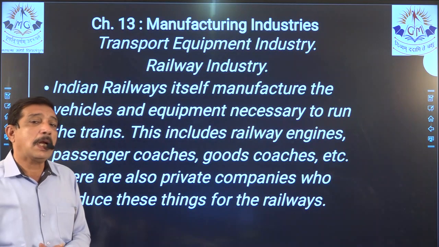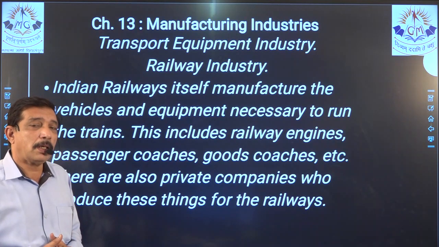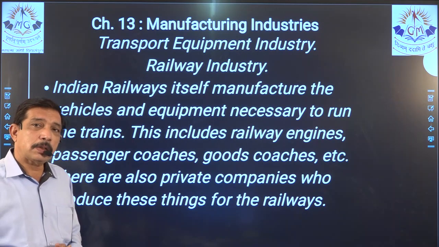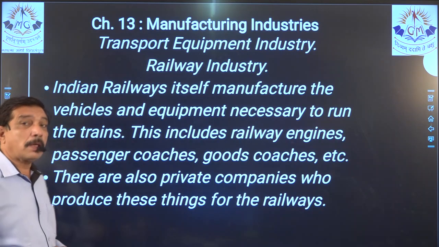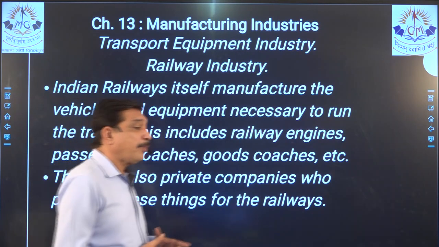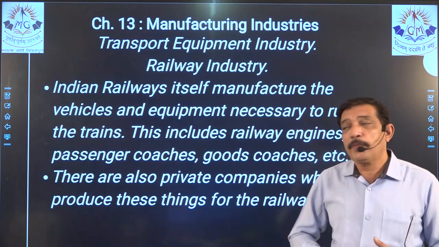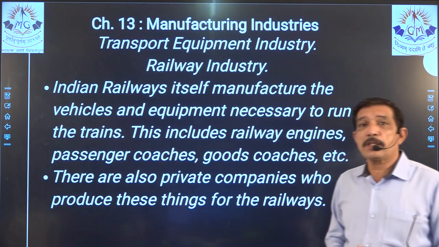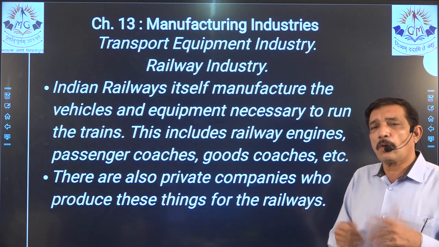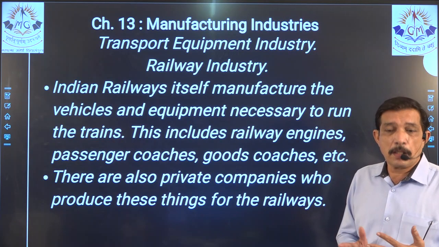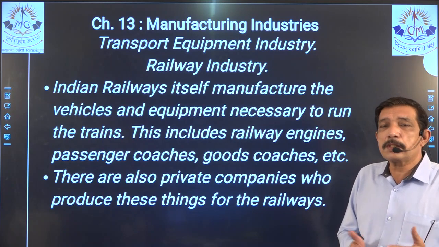That is, the first thing is railway. Now railway is quite a big answer for 4 marks, 3 marks, but it can be broken up into small questions, so it is important for 2 marks, plus it is also important for objectives, plus it is also very important for map marking, because one question certainly comes from here. Indian Railways itself manufactures all the vehicles and equipment necessary to run the railway. That means railway engines, coaches, and all the rest of the material is prepared by the railway itself.